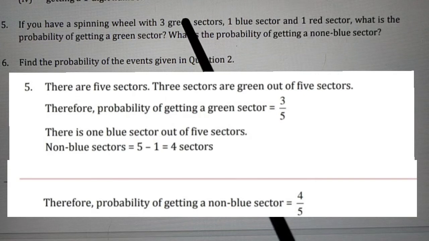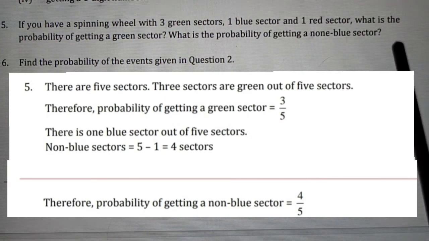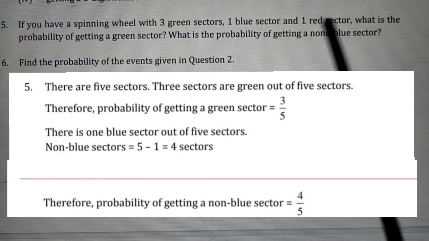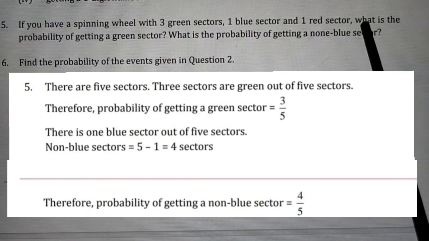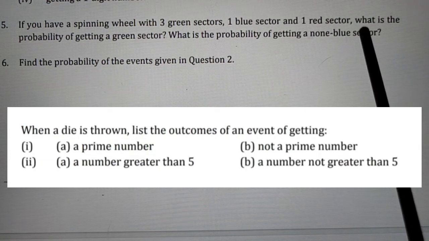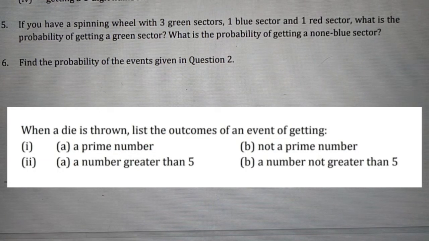The other 4 are non-blue. Understand the question: we require non-blue sectors. That means 1 is blue and all others are non-blue. So our favorable events are 4, 3 green and 1 red. These are non-blue. So 4 divided by 5 is the probability.